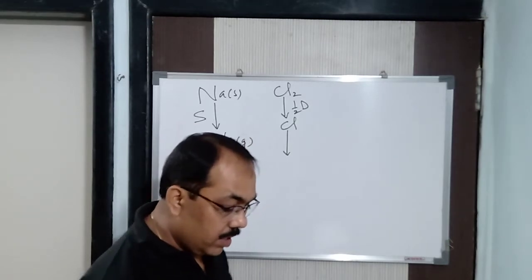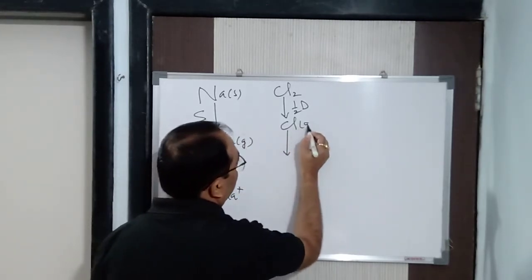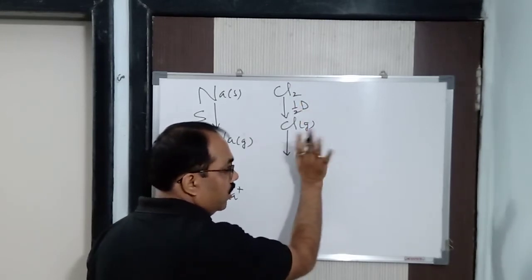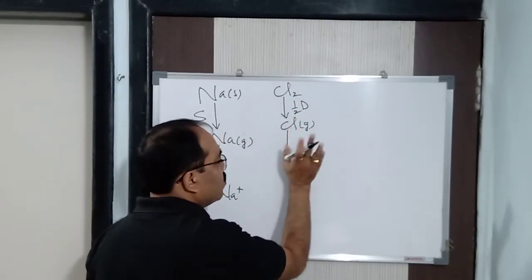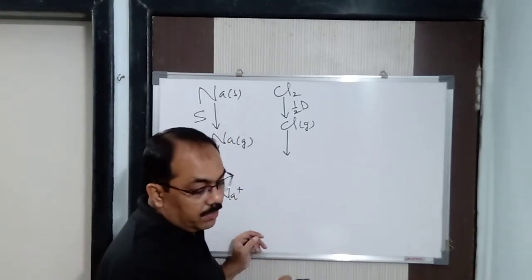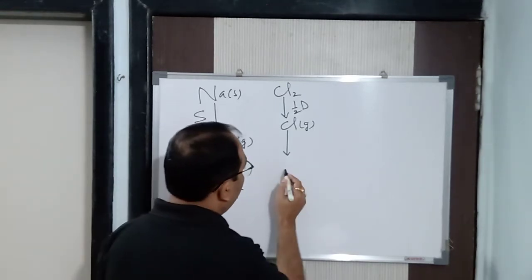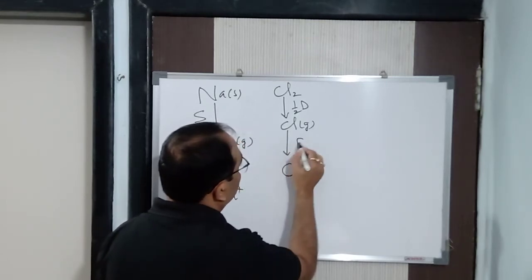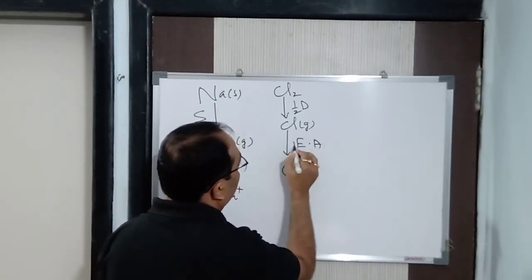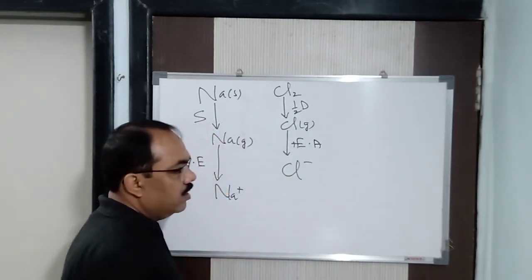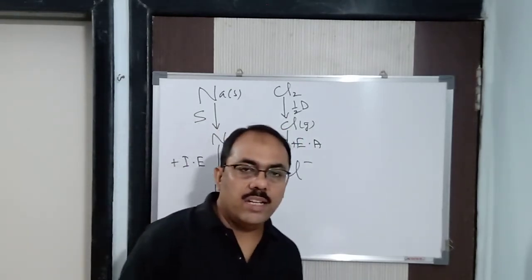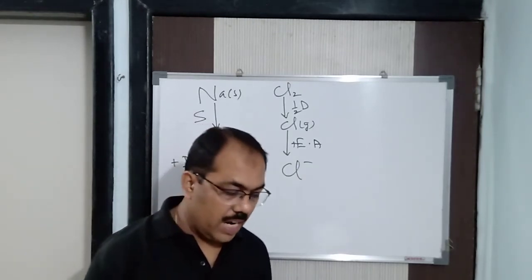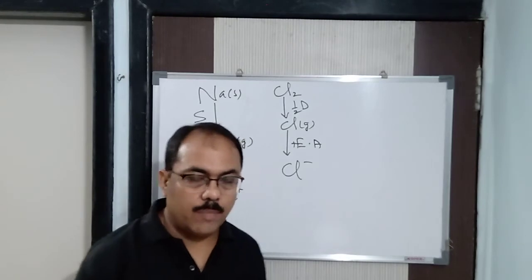Clear? Fine. Now this Cl gas, Cl2 to Cl gas. Cl2 is of course a gas, no need to convert it into a gas, we are just dissociating it. Now I am converting into Cl minus. So for Cl minus, I have to give the electron affinity. That means energy will be released for the addition of an electron to the outermost shell, so Cl minus.